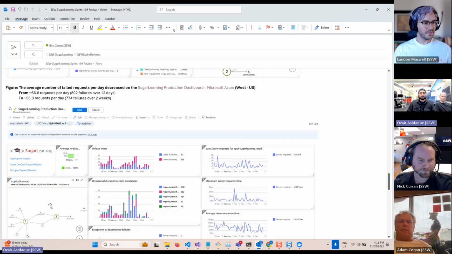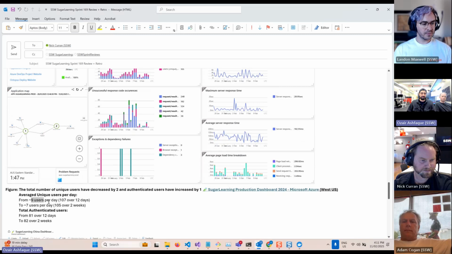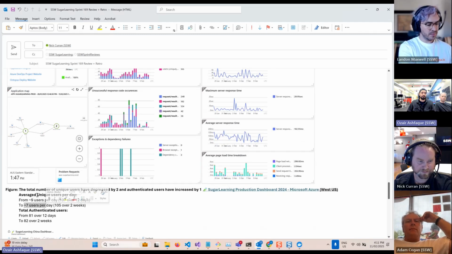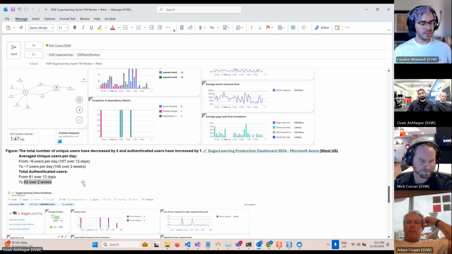Moving towards the usage dashboard, the total number of unique users has decreased by 2, and authenticated users have increased by 1 in West US. It was 9 users per day previously in the sprint, and this time we have 7 users per day for unique users. Similarly, authenticated users have increased by 1 in the 2 week period.